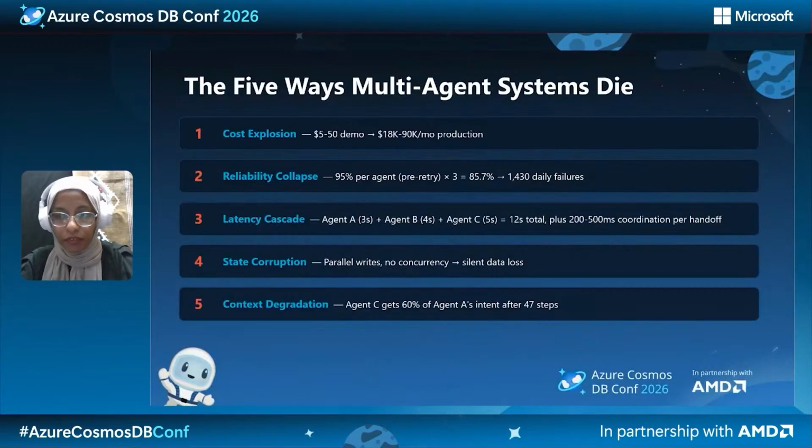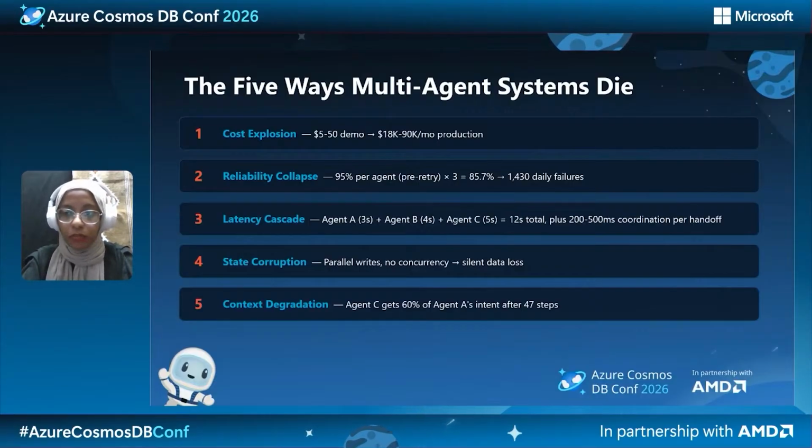So we have 5 failure modes I have seen with my own eyes. Number 1 is the cost explosion: from $5 to $50 in a demo becomes $18,000 to $90,000 a month in production. Number 2 is the reliability collapse: 95% per agent multiplied across 3 agents equals, for example, 85.7%. This is 1,430 failures every day at 10,000 requests.